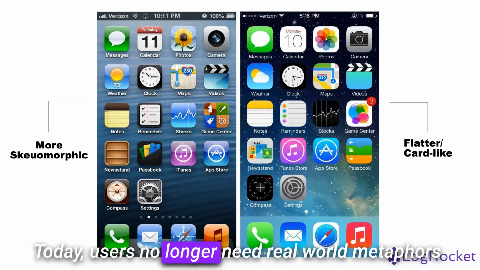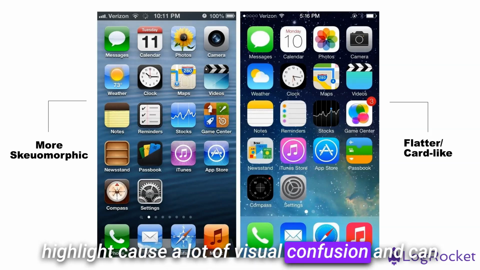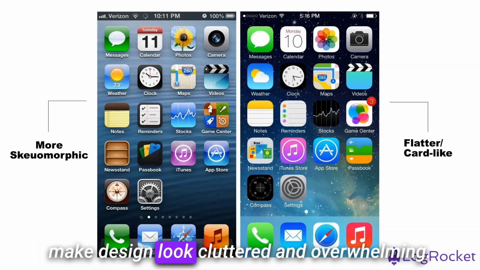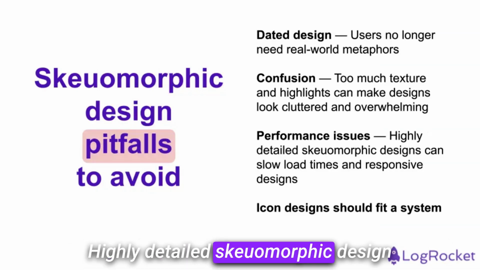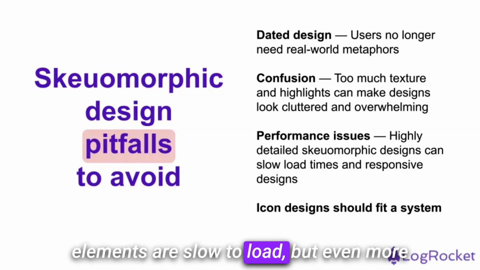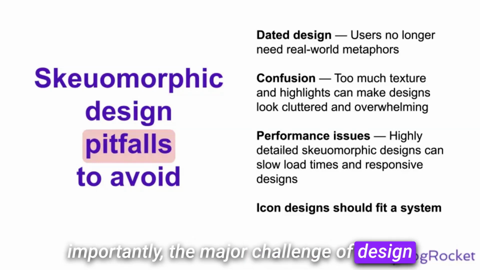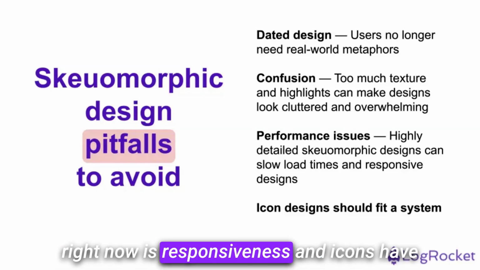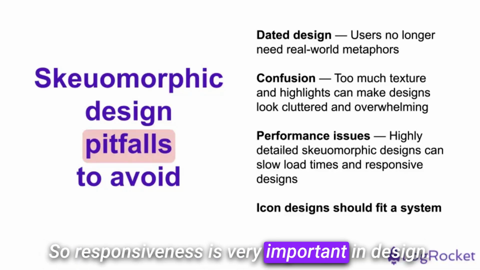Today, users no longer need real-world metaphors. Additionally, adding too much texture and highlight causes a lot of visual confusion and can make design look cluttered and overwhelming. This, in conjunction, leads to performance issues. Highly detailed skeuomorphic design elements are slow to load, but even more importantly, the major challenge of design right now is responsiveness. And icons have to look good across various platforms, so responsiveness is very important in design.